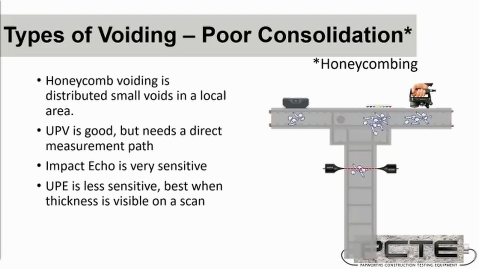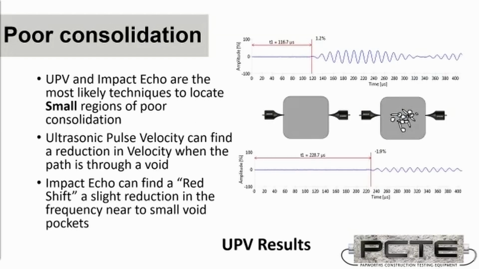Ultrasonic pulse echo is less sensitive, but if you have a good thickness reflection, it's quite characteristic for that thickness reflection to vanish as the voids interrupt the shear wave energy traveling from the surface. So I've got a picture of that in a second to show you. So pulse velocity or impact echo, they're the most likely tool for this sort of location.